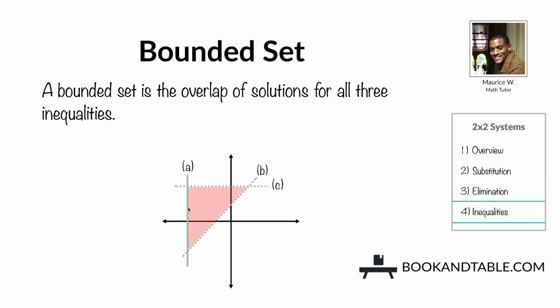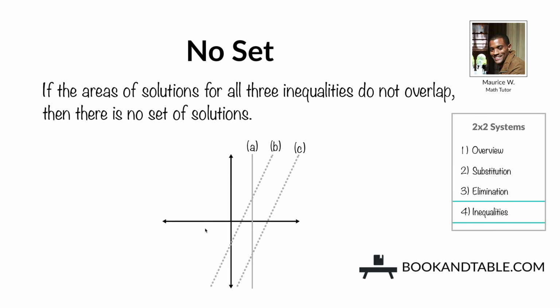So for A, it must be the points greater than or to the right of this line. For B, this line, it's the points greater than. And for C, it's the points less than. So that is how you wound up with the bounded set in here. So we'll create one from scratch when we walk through an example in a moment. But first, let's discuss when we have no set for our system.